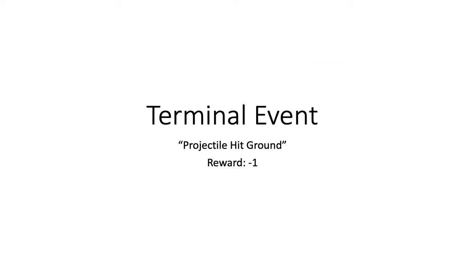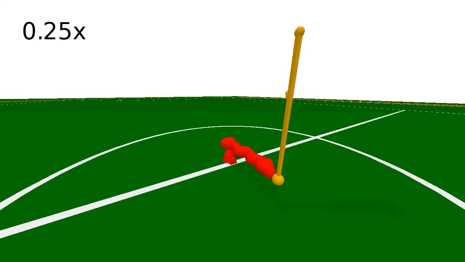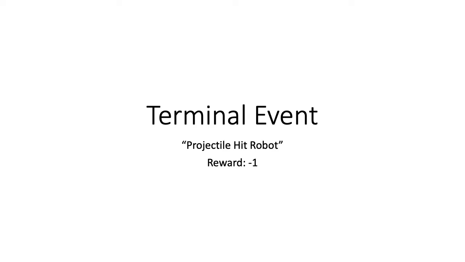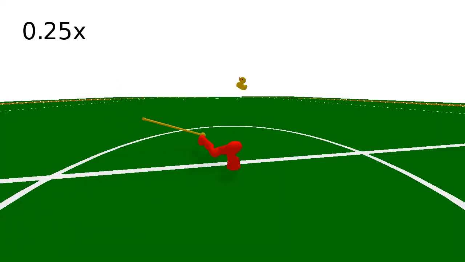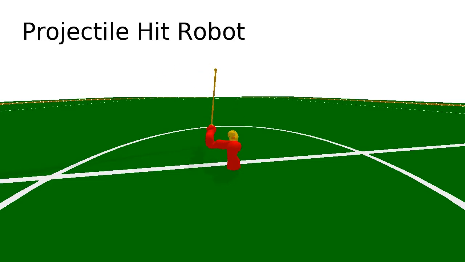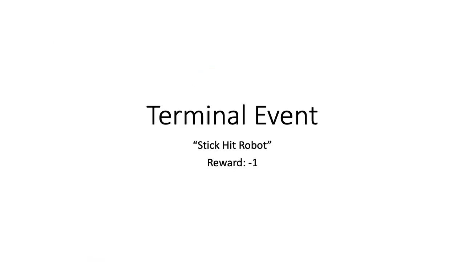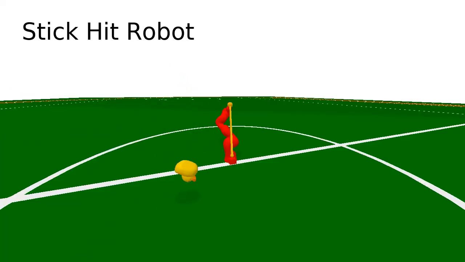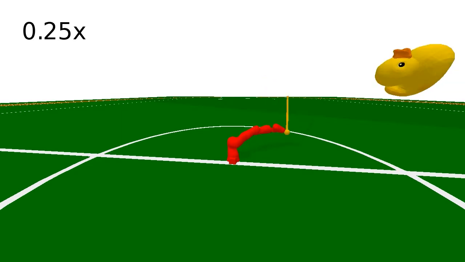The reinforcement learning task has 4 terminal events. First, if the projectile hits the ground, the episode terminates with a -1 reward. If the projectile hits the robot, the episode also terminates with a -1 reward. A -1 reward is also given if the robot hits itself with its stick. Finally, a +1 reward is given if the stick hits the projectile. This event will be called success from here on.